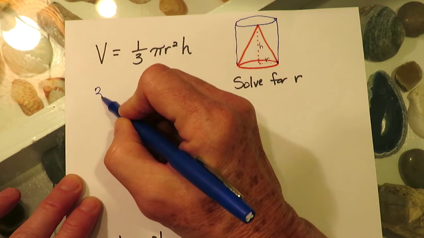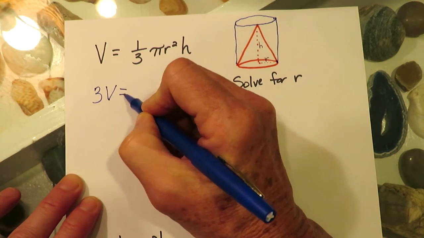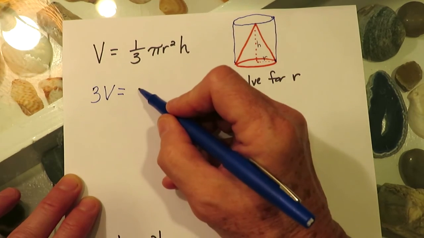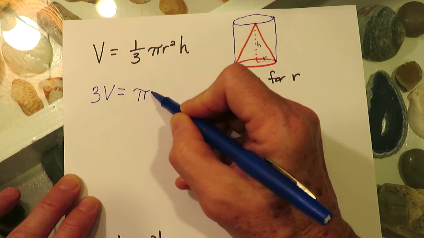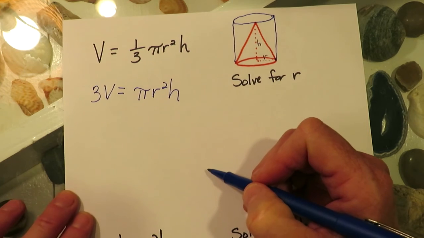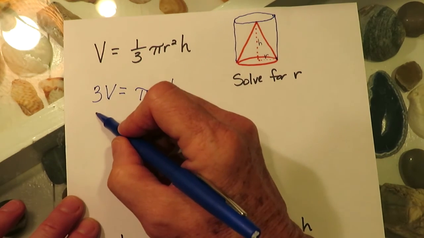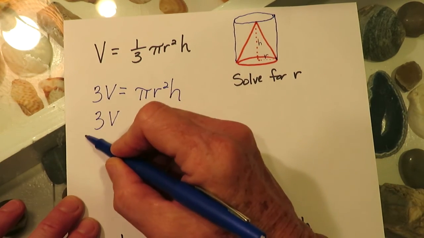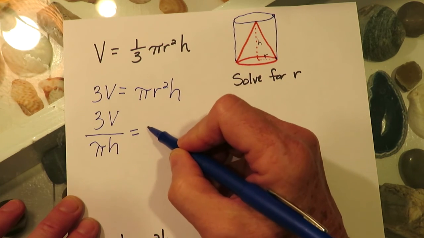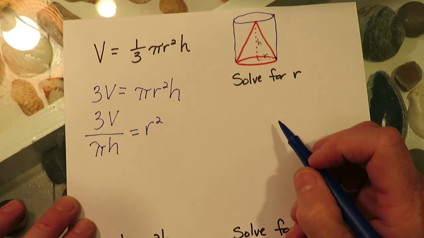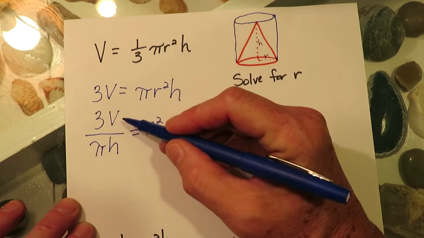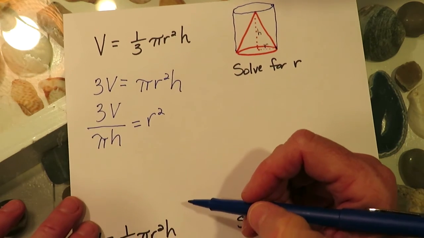So first, let's multiply both sides of the equation by 3, because doing so will cancel out the multiplying by 1/3. So 3 times the volume would equal pi times r squared times h. And then if I'm trying to get r by itself, I want to divide by what is multiplying r squared. So I'm going to divide both sides by pi and h. And that leaves r squared on this side, and then 3 times the volume is being divided by pi h.